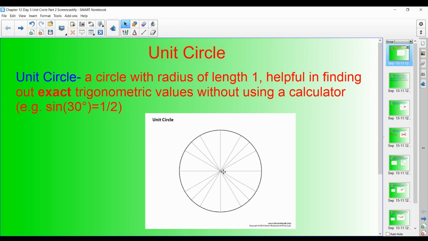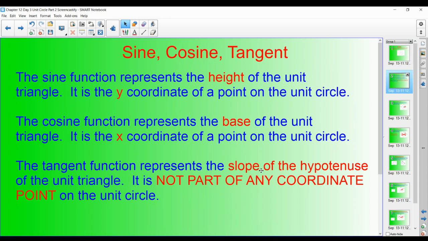So this is the radius. The unit circle has a radius of 1, and the center is at 0, 0. 0 degrees is going to be over here. We're going to start labeling the triangles and then labeling the unit circle.